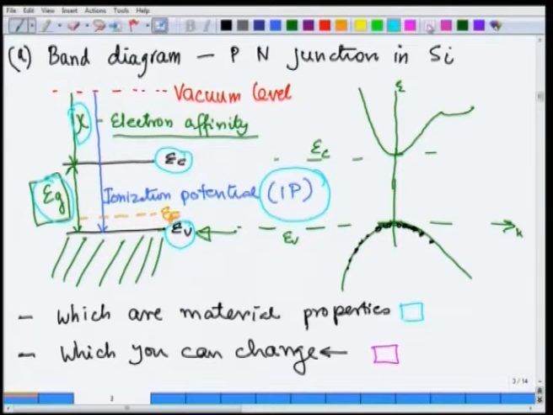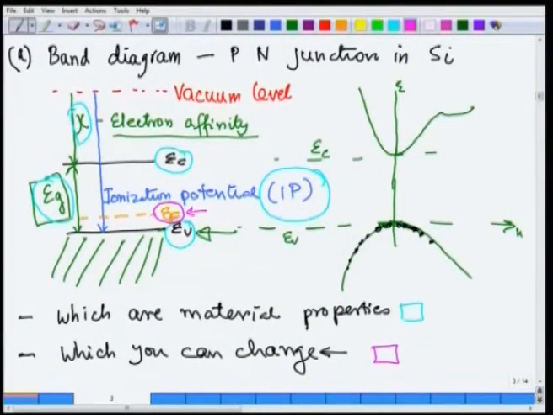But some other quantities you can change, and that's the Fermi level. That we have learned in several previous lectures, where we derived carrier statistics. You know that you can put a donor, phosphorus, in silicon, or an acceptor like boron in silicon, and you can move the Fermi energy.